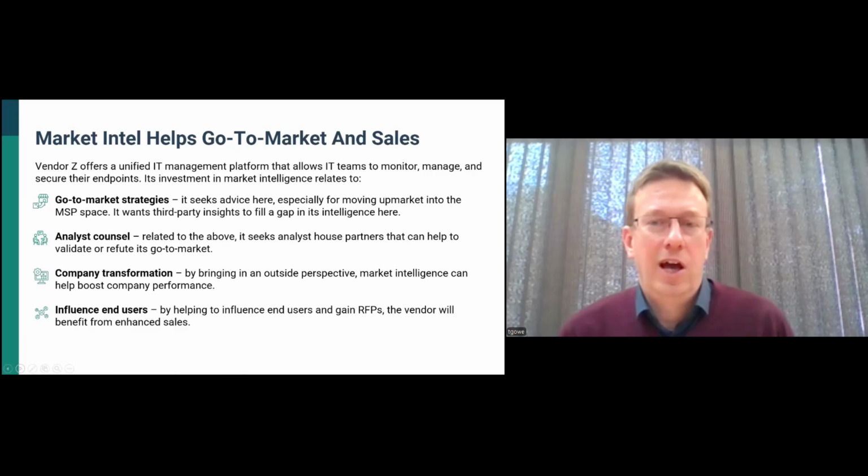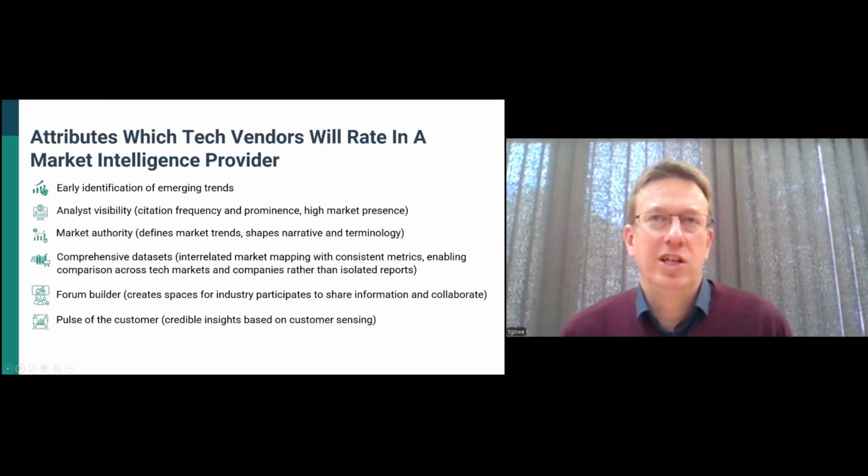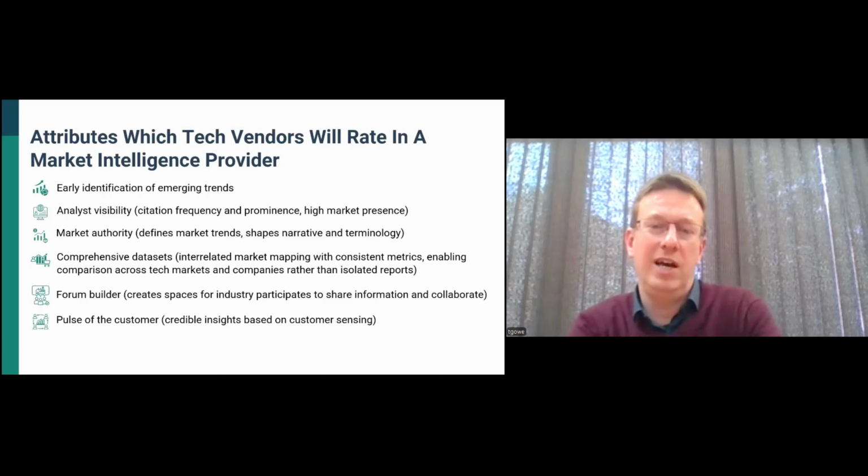Okay, so I have one more slide, and that essentially completes the picture from the marketing function. But I think it's important to tie that all back with the type of attributes that I would be looking for in a market intelligence provider. I think in the tech sector, things move really quickly, as I've mentioned two or three times. And I think if the analyst house can identify those emerging trends, that's really, really helpful.